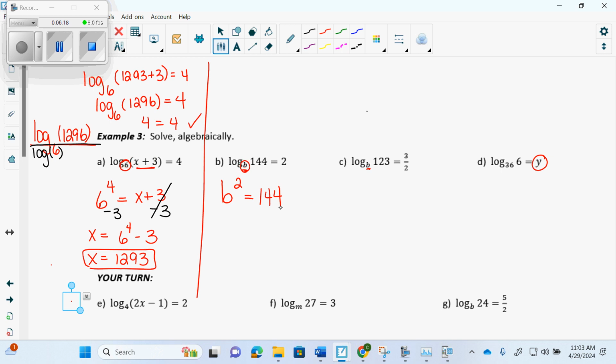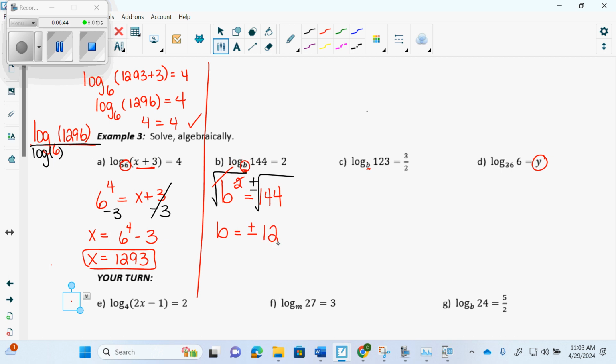How do I get rid of a squared? When you square root, what do you have to remember every time? Plus, minus. Every time you physically square root, when your hand does this motion on a piece of paper, you have to put a plus or minus sign in front. So, I am going to get B equals plus or minus 12.